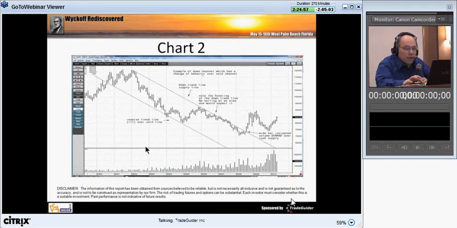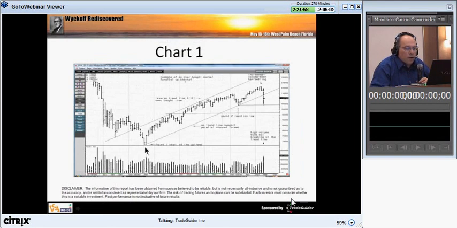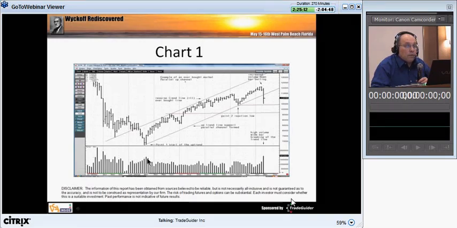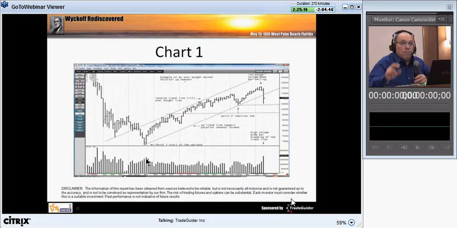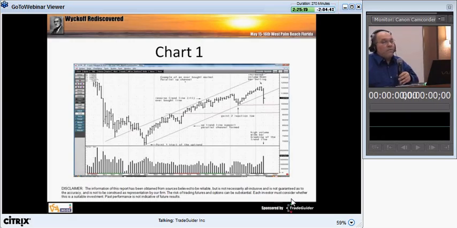Let me go back there. You see the low right here? The volume is this. You see the volume? It's increasing. What's the next bar? Increased volume, increased bar. Effort versus result. More volume, more range. That was a very significant bar.